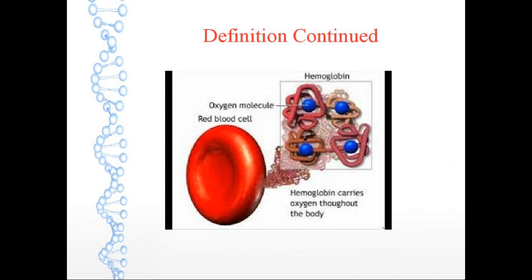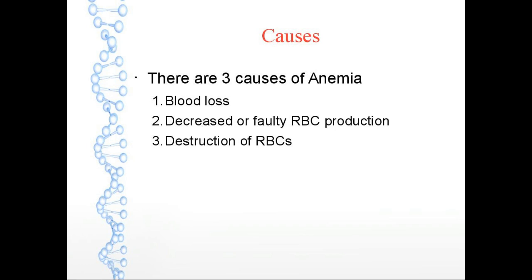Here is a photo of a healthy erythrocyte. This photo shows the hemoglobin, which is a main part of the erythrocyte, and the oxygen that binds to it. If hemoglobin is abnormal or low, the cells in the body will not get enough oxygen. Therefore, organs will not get what they need in order to function properly. The main causes of anemia are blood loss, decreased or faulty red blood cell production, or destruction of red blood cells. In the next few slides, I will go into more detail of each of these.